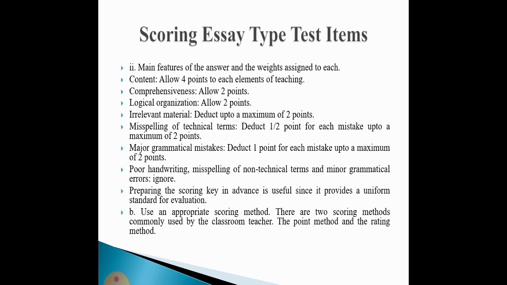Irrelevant material, deduct up to a maximum of 2 points. Misspelling of technical terms, deduct 1/2 point for each mistake up to a maximum of 2 points. Major grammatical mistakes, deduct 1 point for each mistake up to a maximum of 2 points. Poor handwriting, misspelling of non-technical terms and minor grammatical errors, ignore.